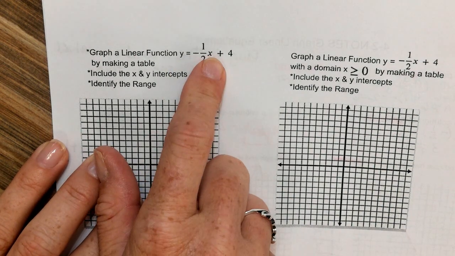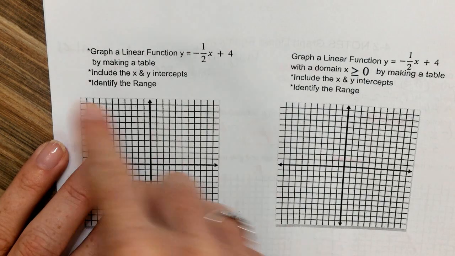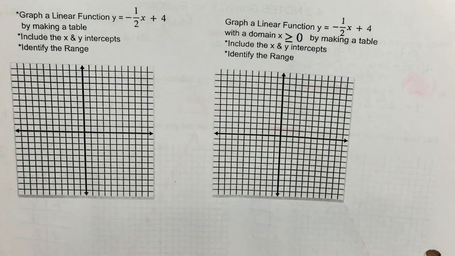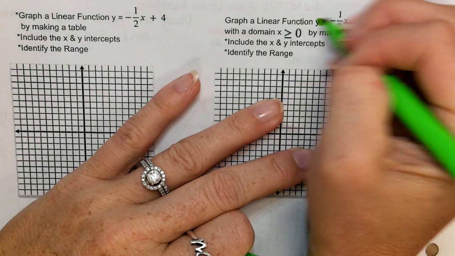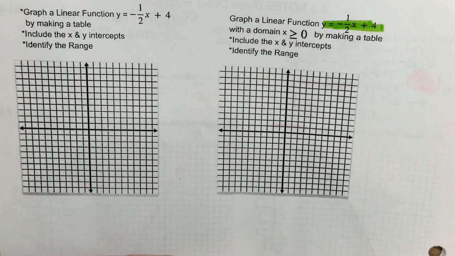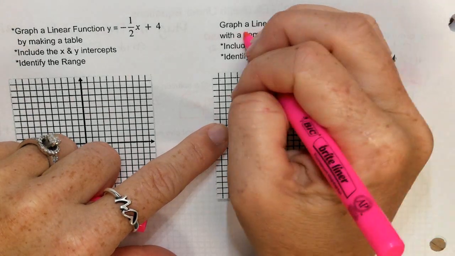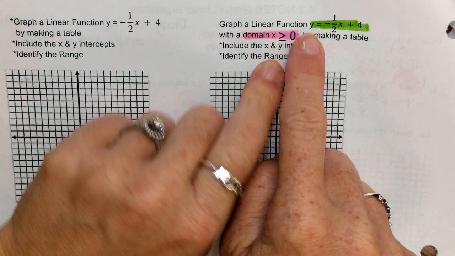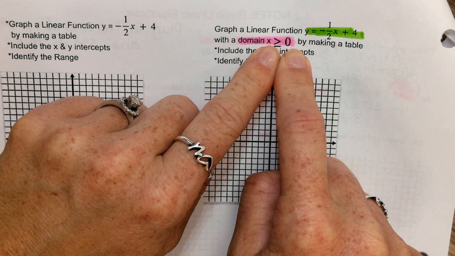It says graph this function and it gives no domain. So what would it be? A straight line going forever and ever. Yes? Now look at the next one. It gives you an equation. Does it give you a domain? Yes. Do you get to pick anymore? No. What will this graph look like with a domain that looks like this?